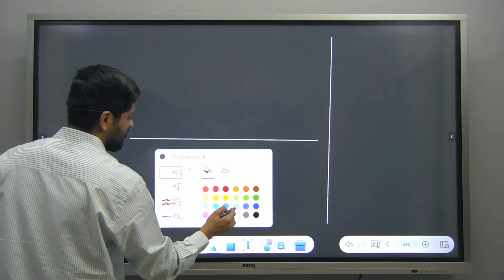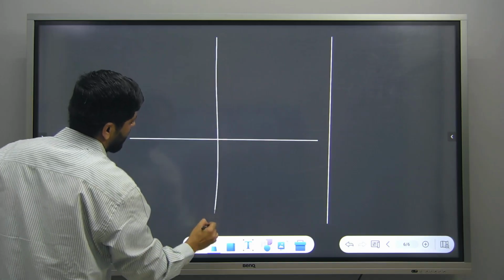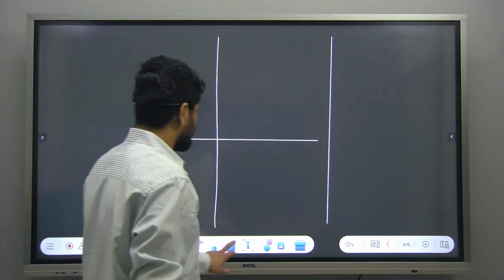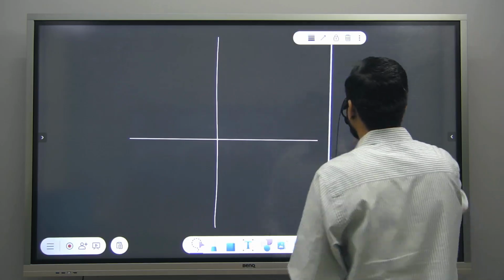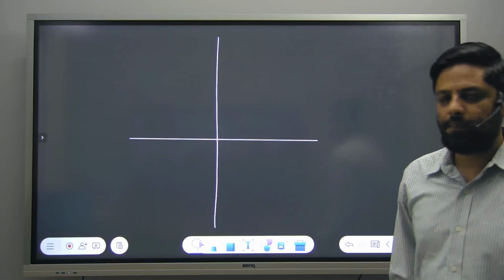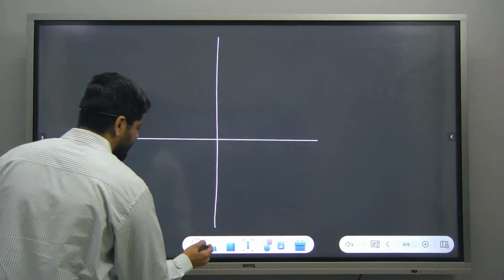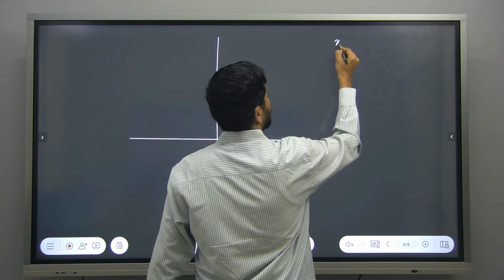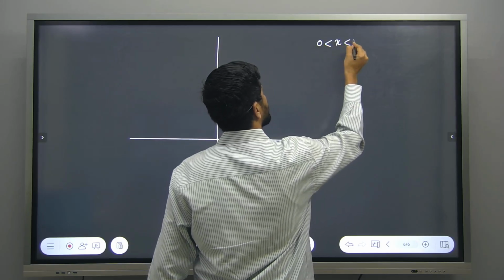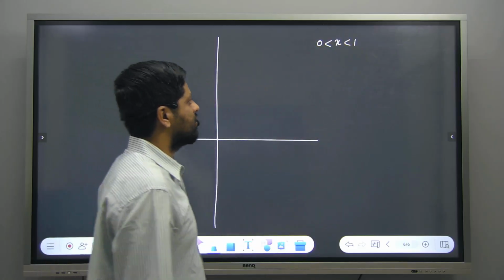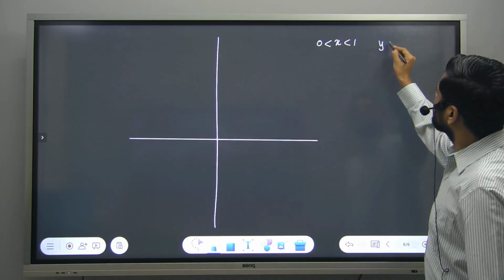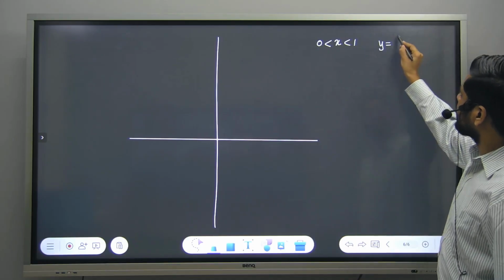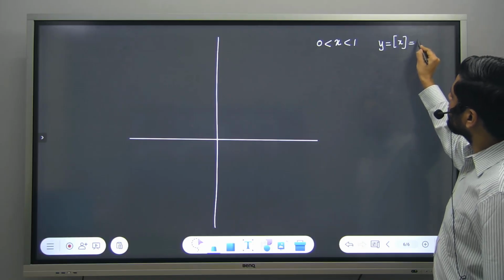So what shall we do? Let's not worry. Let's draw one more line and continue. All right. Here we have the x-axis and the y-axis. Now, let's try to understand the graph well. If the x value is between 0 and 1, what is the value of y going to be? 0. Y, which is my greatest integer function, is going to be equal to 0.